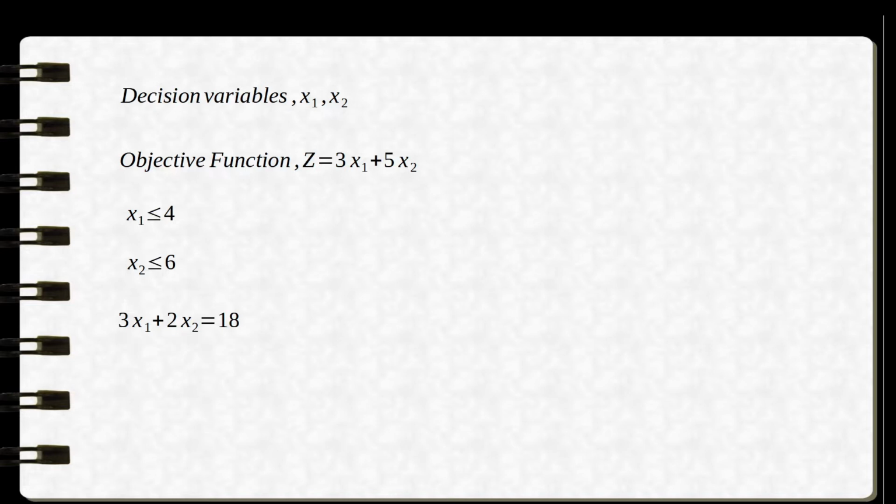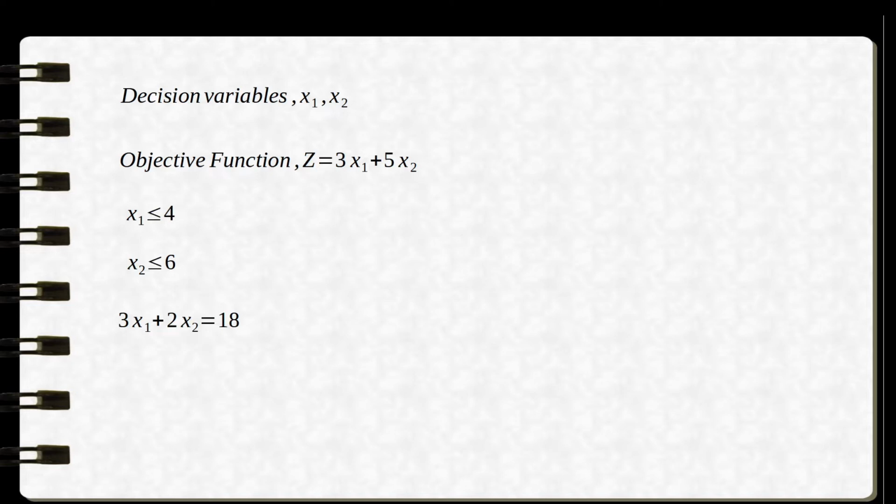The objective function here is Z equals 3x1 plus 5x2, where 3 stands for 3,000 and 5 stands for 5,000 rupees. The functional constraints that we have are: the batches of aluminum frame windows x1 is less than or equal to 4, and the batches of wooden frame windows produced, 2x2, is less than or equal to 12. And of course, the third constraint put to us is 3x1 plus 2x2 equals 18.